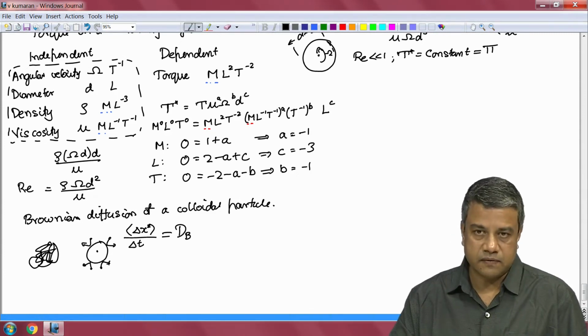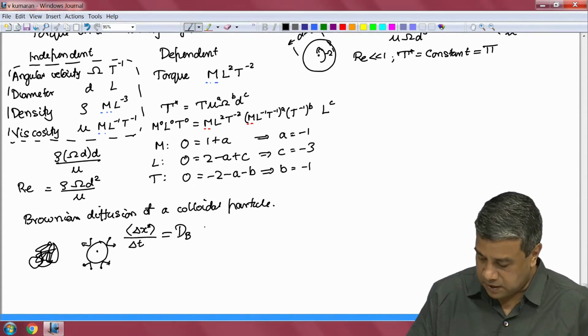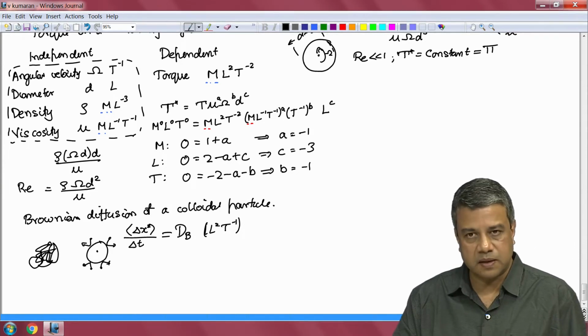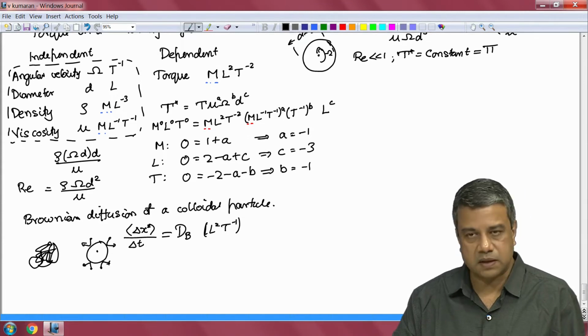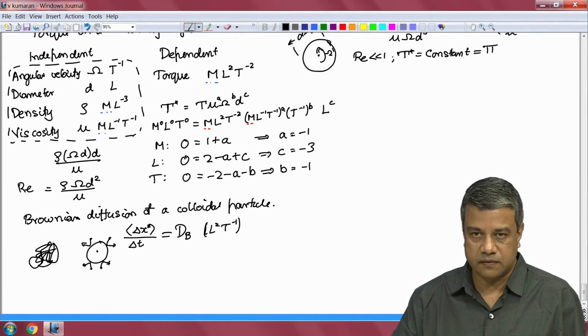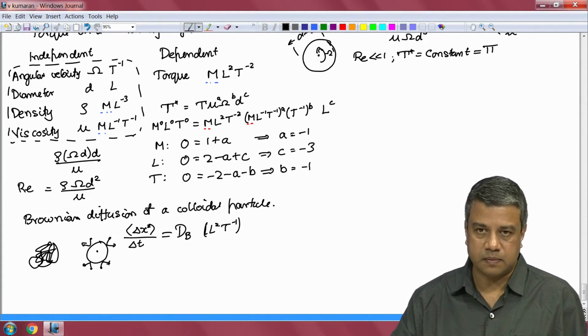As in the case of mass diffusion, this Brownian diffusion coefficient has dimensions of length square per time, because it is equal to the square of the displacement divided by the time of observation. Now, this Brownian diffusion coefficient obviously depends upon the thermal energy of the molecules. If the fluid was at a lower temperature, the thermal energy is less, and therefore you will have a lower Brownian diffusion coefficient. When the temperature is higher, it will be more, and therefore you will have a higher Brownian diffusion coefficient.